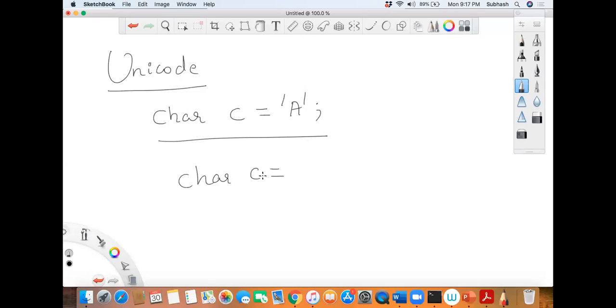I've given you this in the material, page number 19. char ch is equal to, did you see that? It should start with \u, indicating it is a Unicode value, and the hexadecimal value 0041. This is the corresponding hexadecimal value for the ASCII value, that is 65.